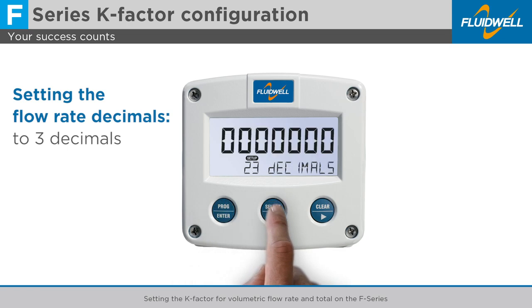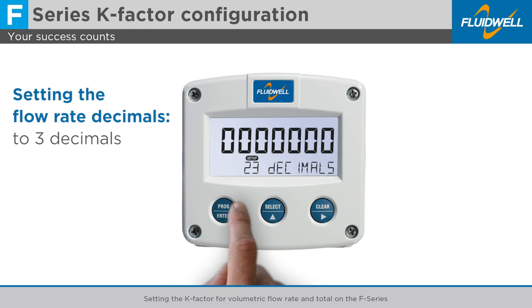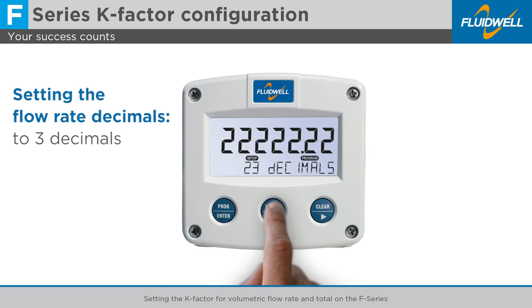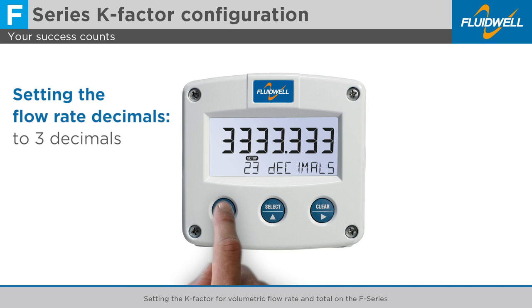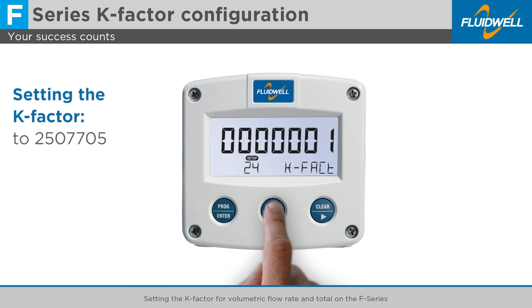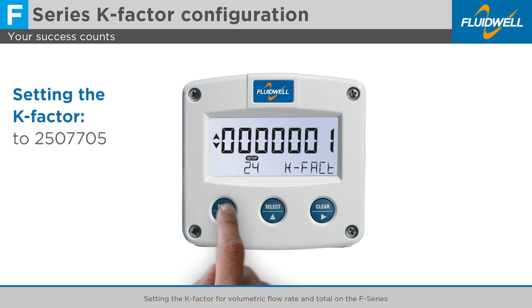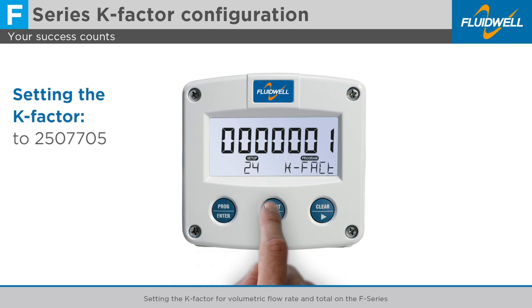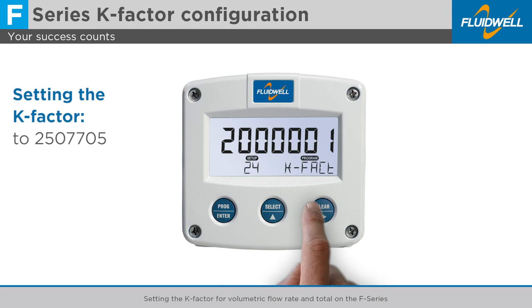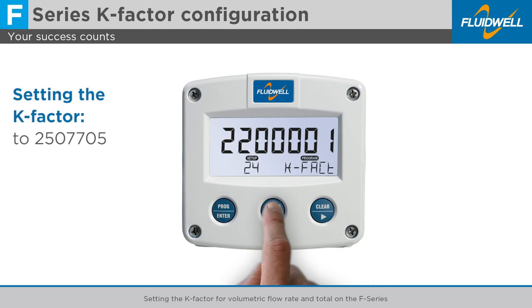Use Select to go to 23 decimals to select the number of displayed decimals for the flow rate. Press Prog to change this setting to select 3 decimals for an accurate reading in the display. Press Prog to store this setting. Use Select to go to Menu 24, K factor. Press Prog to change the K factor and set it to 2507705.